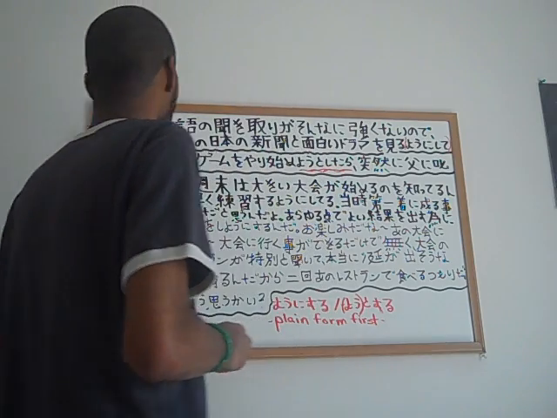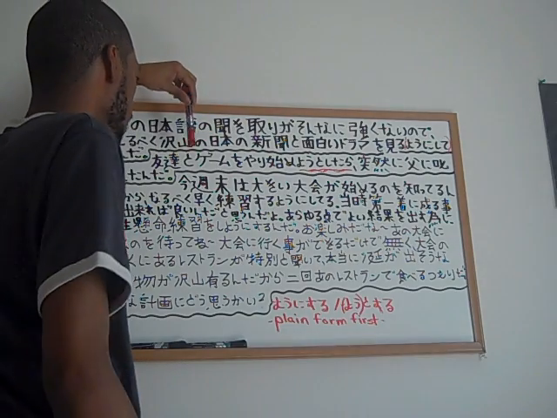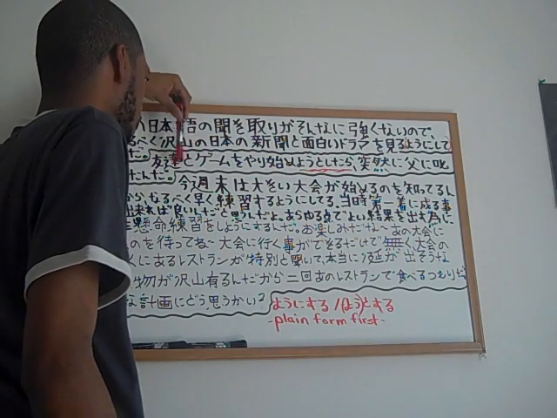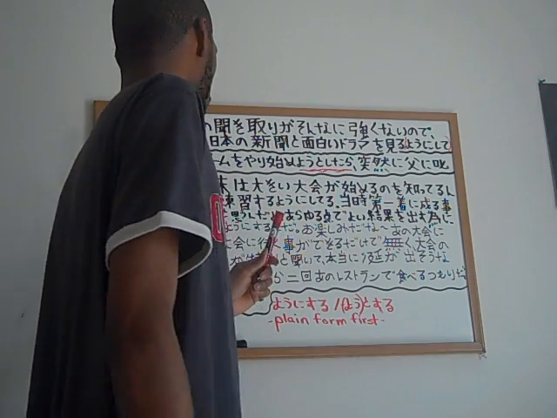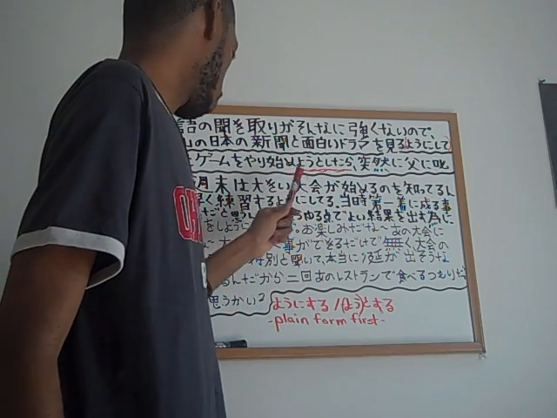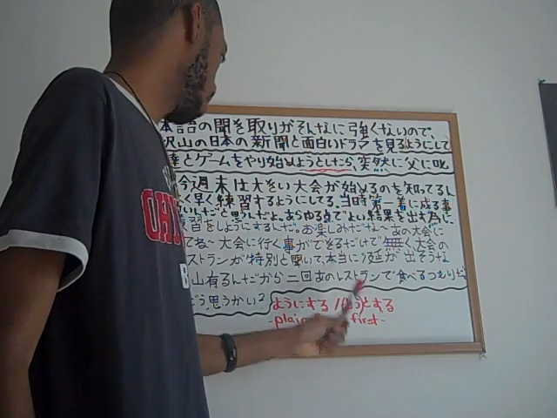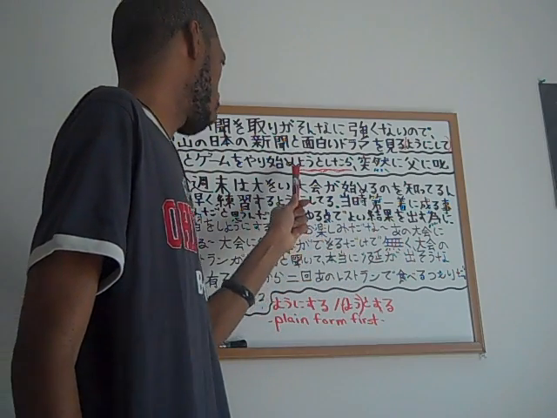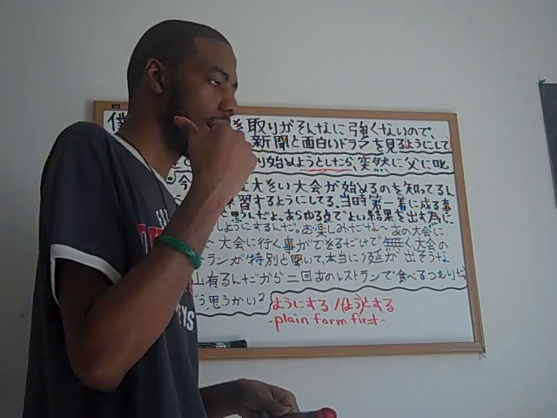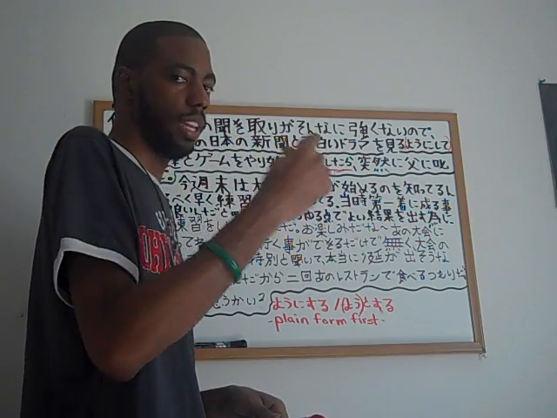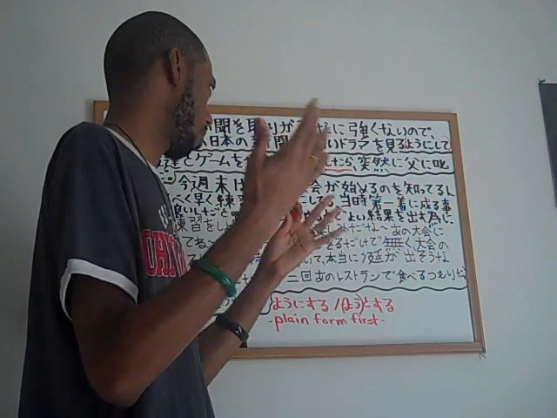友達とゲーム, with friends, game, 友達とゲームをやり始めようとしたら, so now we have ようとする right here. ようとする means to be about to do something. So ようとしたら is in the past. When you say したら, that means it was about to happen in the past.